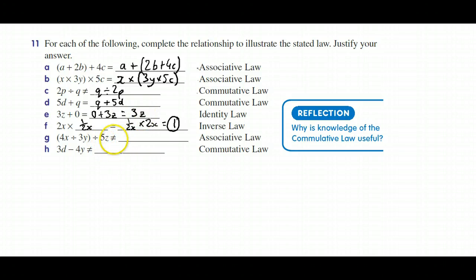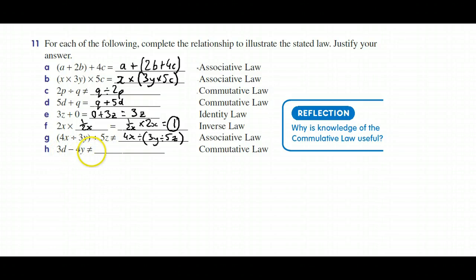For this one, we've got the associative law, which means changing where the brackets are, but for division it won't work. If we change where the brackets are, it's going to mess it up. It's not going to be equal. So if we do 4x divided by, and then in brackets 3y divided by 5z, then that's not going to equal what it was here when the brackets were in a different place. So you move the brackets for division and it doesn't work anymore. That's what the associative law tells us.